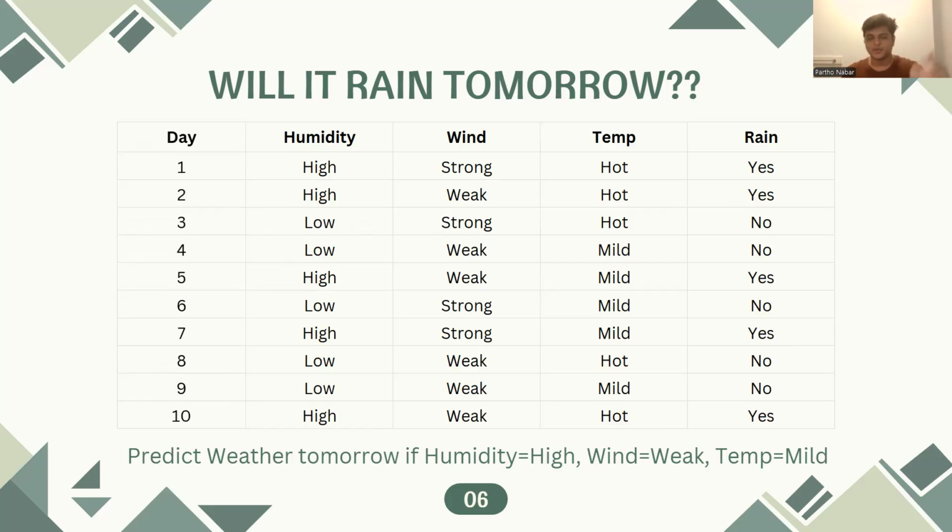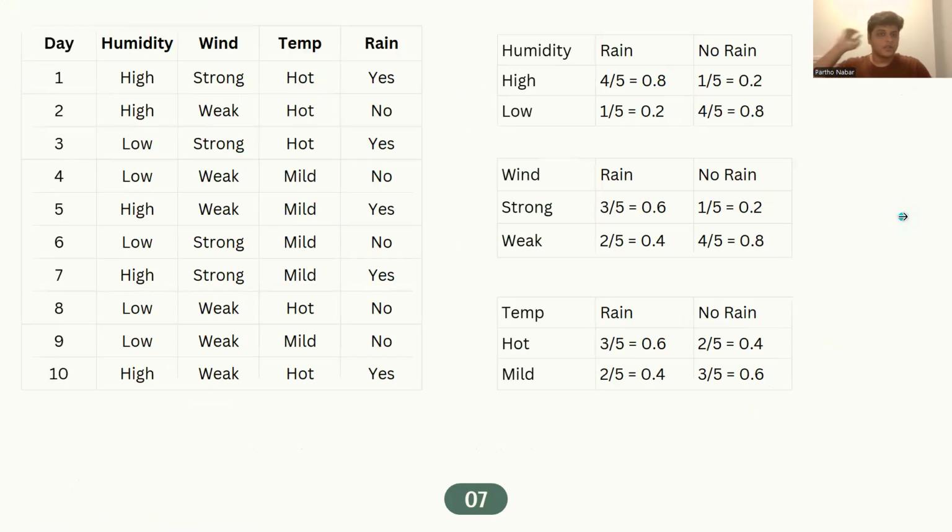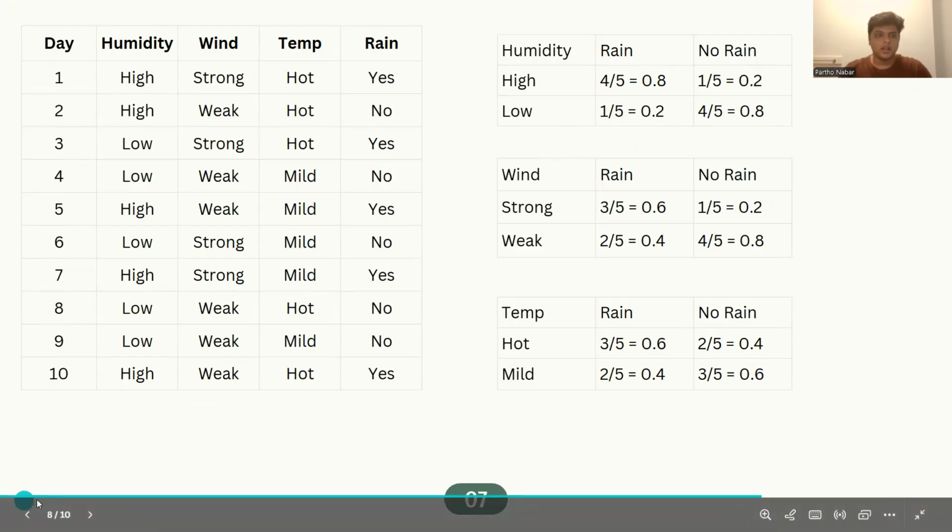I just say, let's put a bet. Let's say I think it won't rain tomorrow because it's a weak wind, right? Let's just try. So what do we do first? We make a table for each class here. Let's just see how to calculate that.